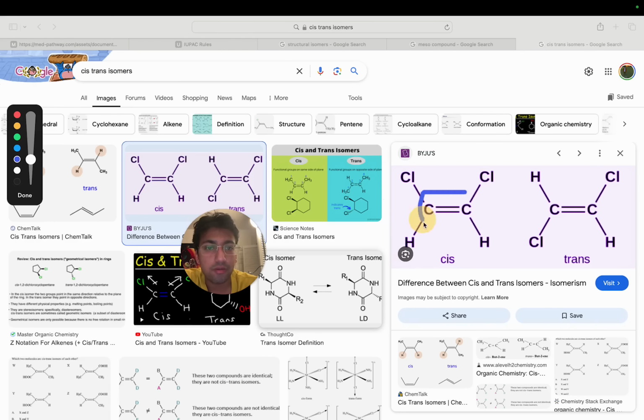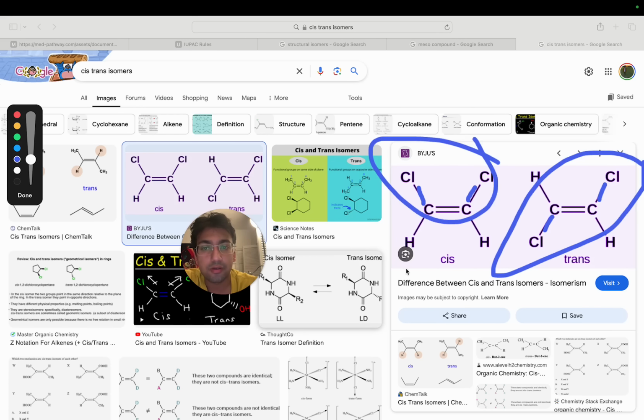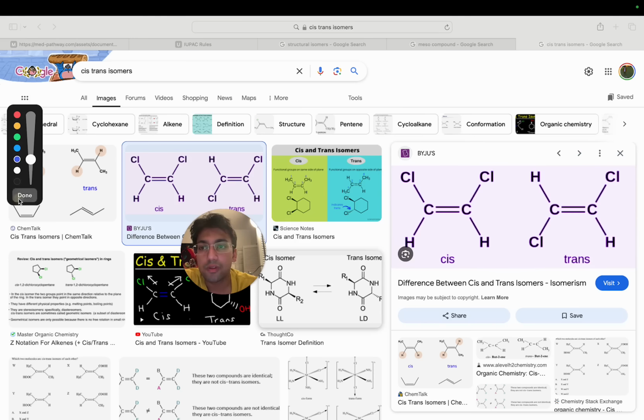You have this double bond over here, and remember, around a double bond you can't rotate it the same way you could around a single bond. So you have these chlorides that are upward, and here the chlorides are going away from each other. This is called trans because the chlorides are on opposite sides. This is called cis because the chlorides are on the same side. So that's cis-trans diastereomers. These two compounds are not the same. They're isomers of each other because the chlorides are in different spots, and you can't rotate around a double bond or a triple bond.